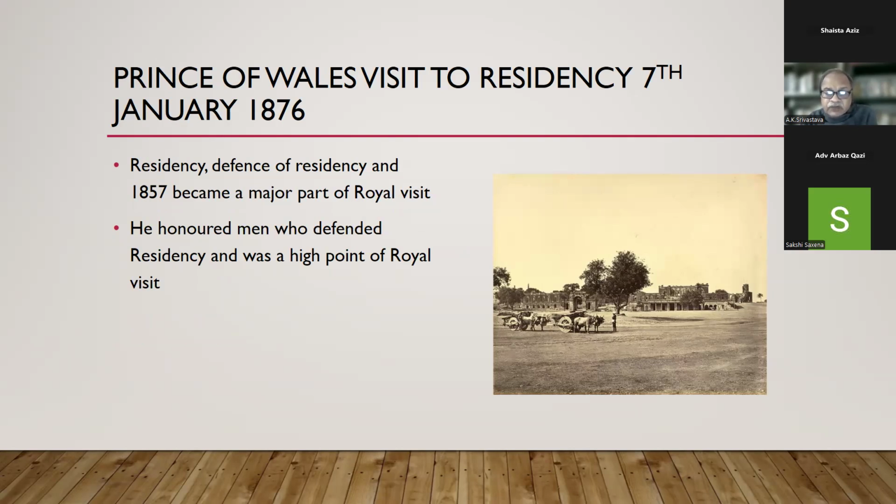The Britishers always recorded it as a very high place of honor. So when the Prince of Wales came to Lucknow on 7th January 1876, he spent a lot of time in the Residency, honored all the defenders of the Residency, and it became a major part. He went to Dilkusha, Secunderabad, other places also. This picture is also of that time. You can see the Bailey Guard here, and you can see a small bullock cart.